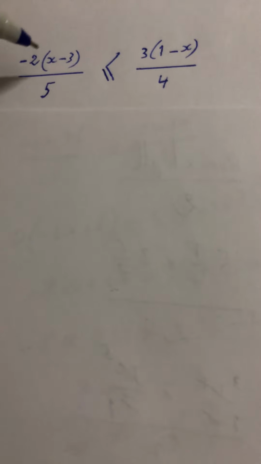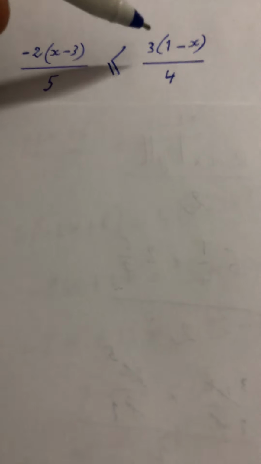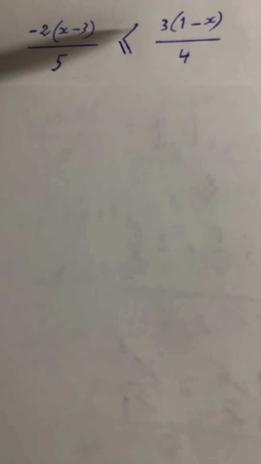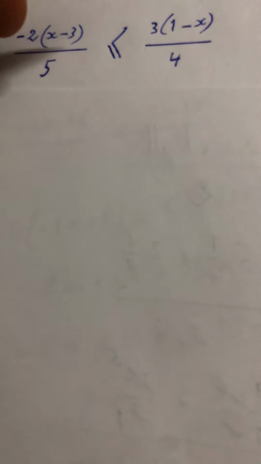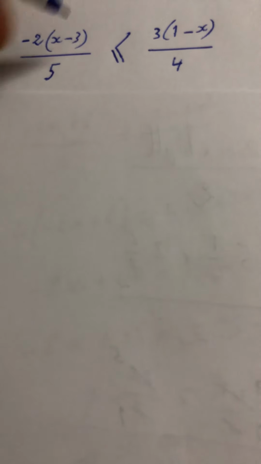So we have minus 2 times (x minus 3) over 5 less than or equal to 3 times (1 minus x) over 4. So how to solve this inequality? We can reduce to the same denominator, it will be easier.